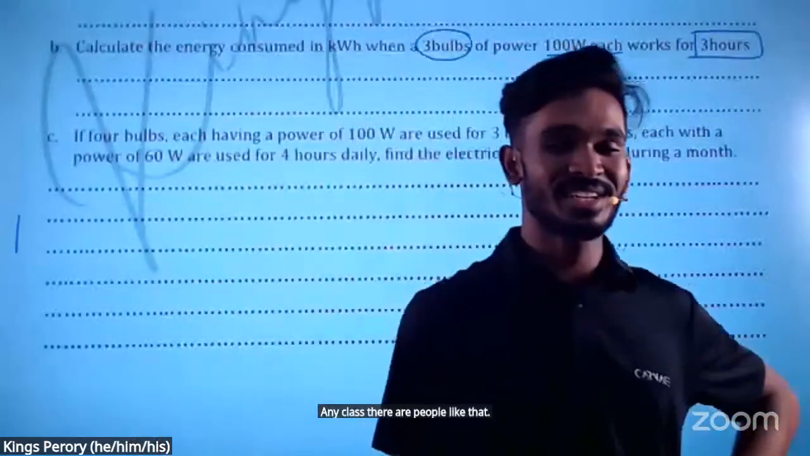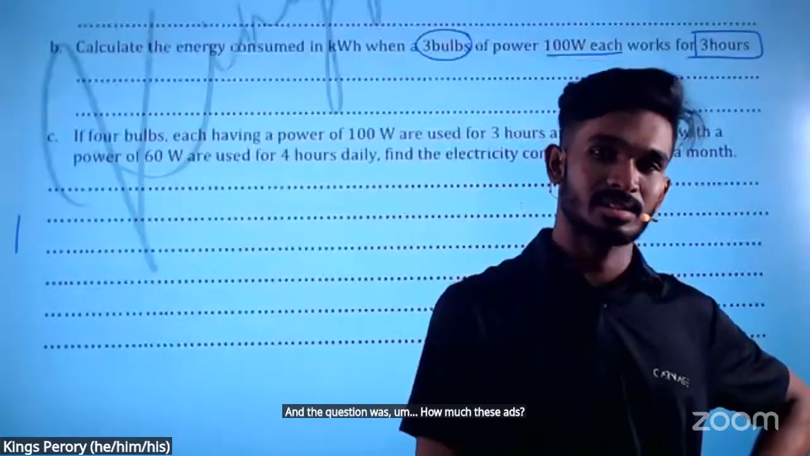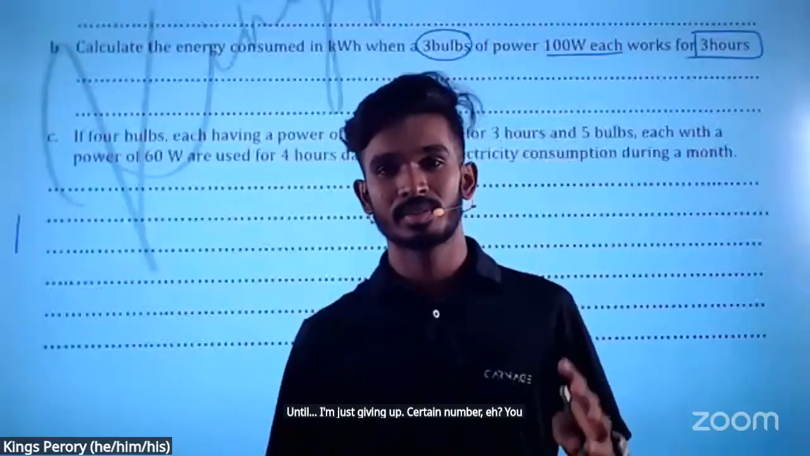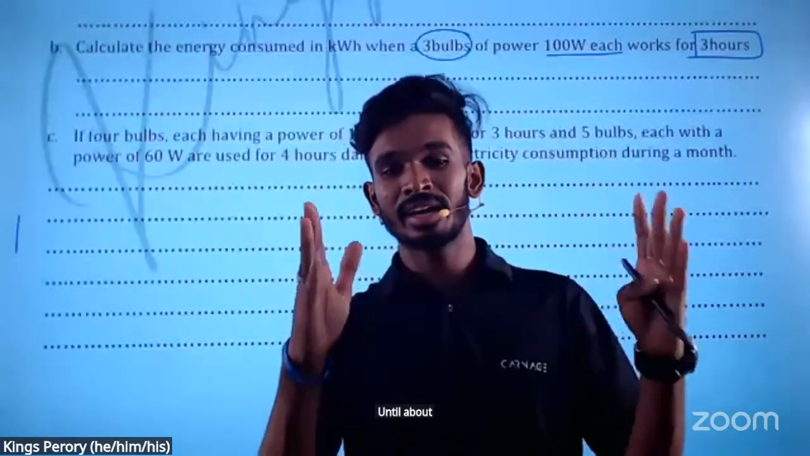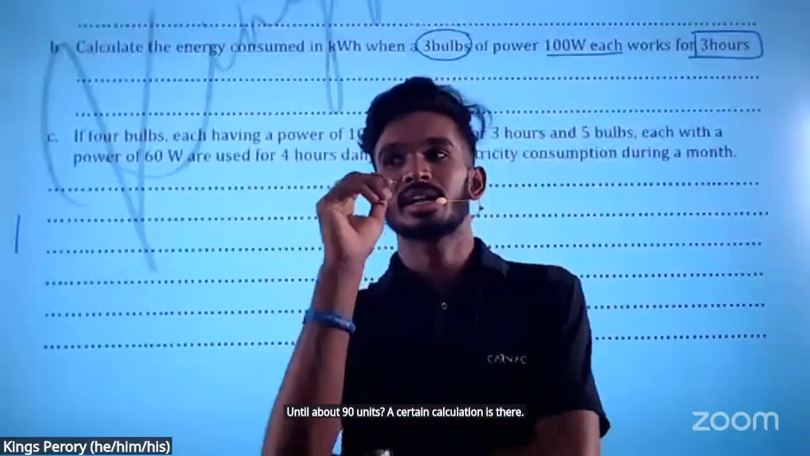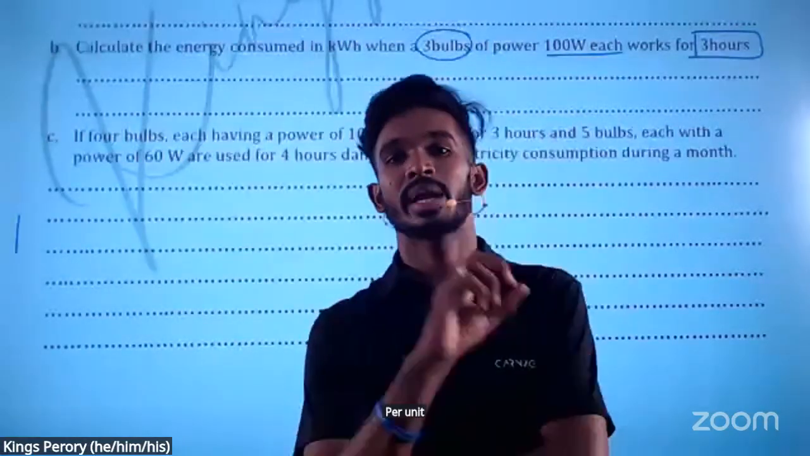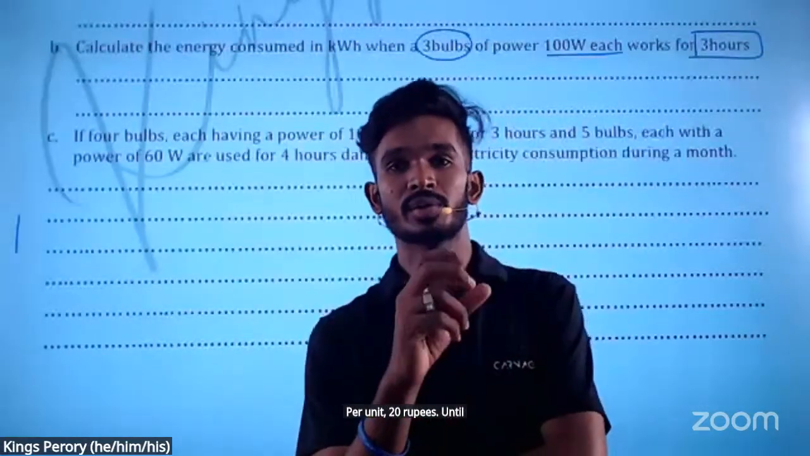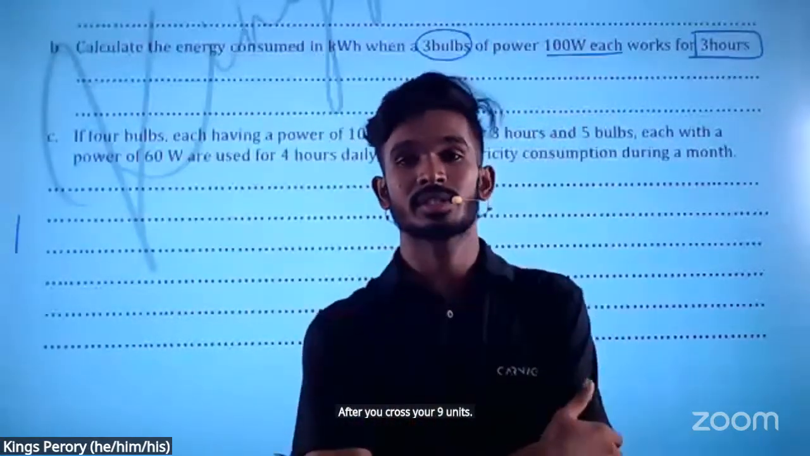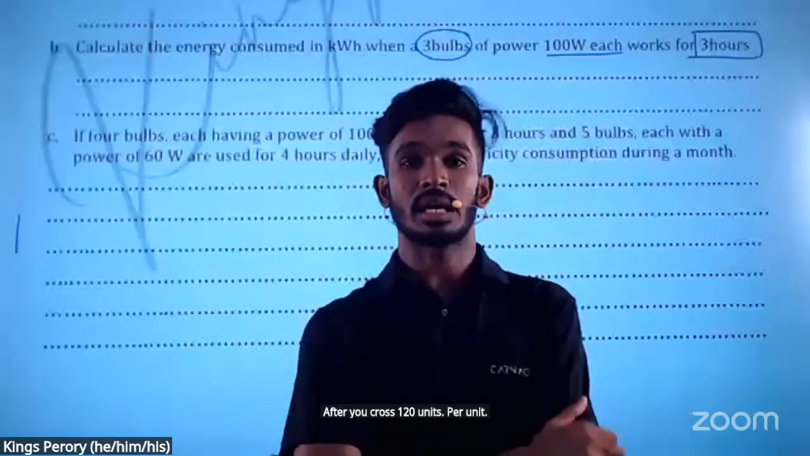Okay, the question was how much they charge. The calculation is like this. I'm just giving a certain number, you have to check the correct number. Let's say until 90 units, the charge is 20 rupees per unit. After you cross 90 units, it is 50 rupees per unit. After you cross 120 units, it is 100 rupees per unit. Such a calculation is there.